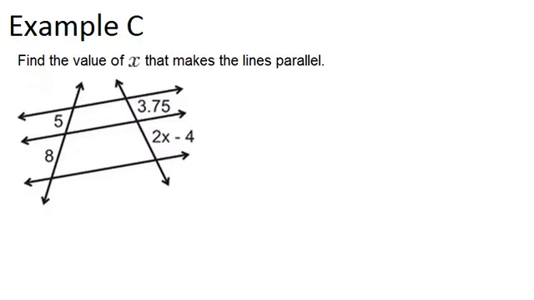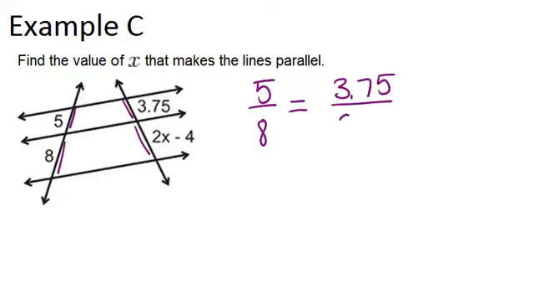All right, and let's look at example C. Find the value of x that makes the lines parallel. So in order for the lines to be parallel, it means that these segments must be in the same ratio. So specifically, 5 over 8 must be in the same ratio as 3.75 over 2x minus 4. And if they are, then the lines will have to be parallel. So we can solve this for x, and then we'll have our answer.